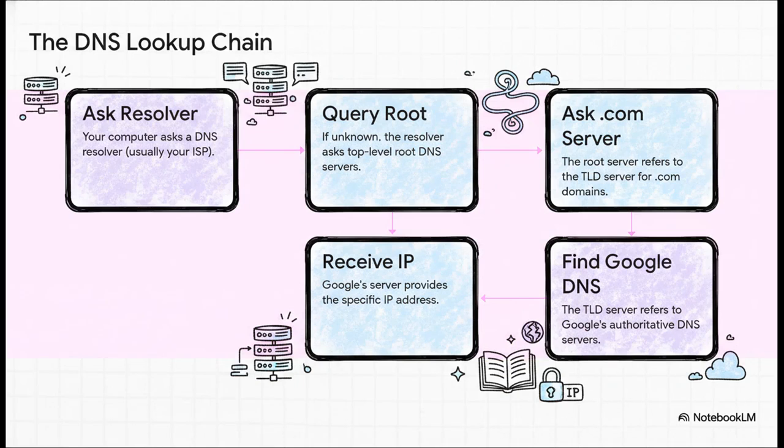And finding that number is like a super fast game of telephone. First, your computer asks its local DNS server, probably run by your internet provider. If that server doesn't know, it asks a higher up, a root server. The root server might say, I don't know the full address, but I know who handles all the .com websites. Go talk to them. So the request gets forwarded to the .com server, which then knows exactly where Google's personal address book is. It's this amazing hierarchical search that finds the right number in a flash.